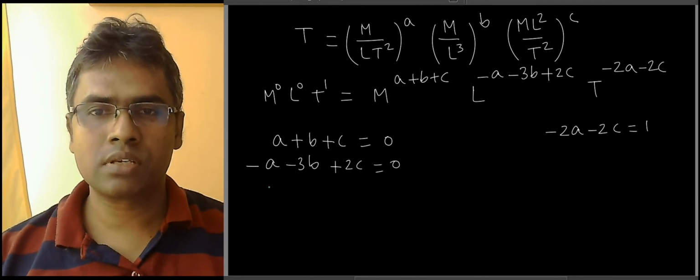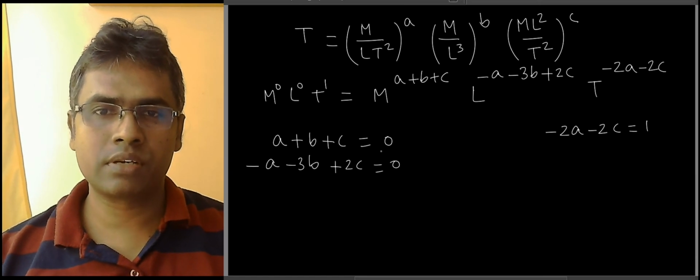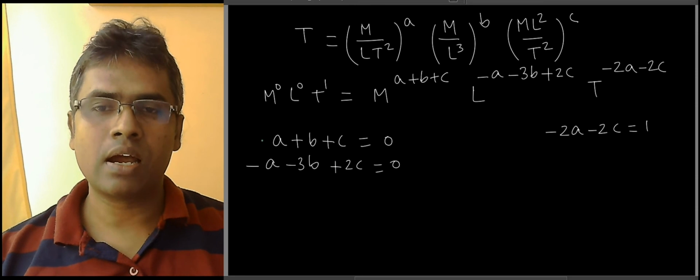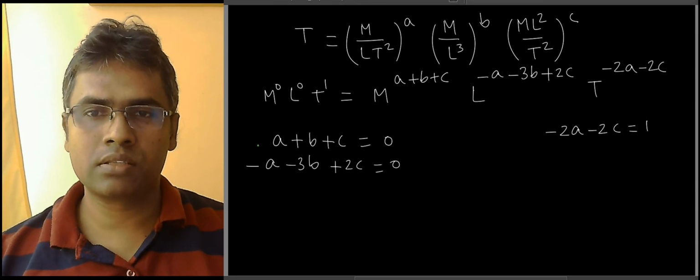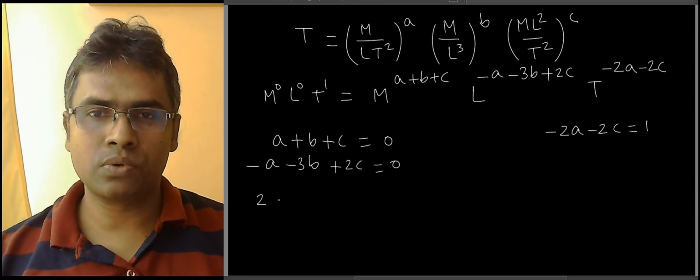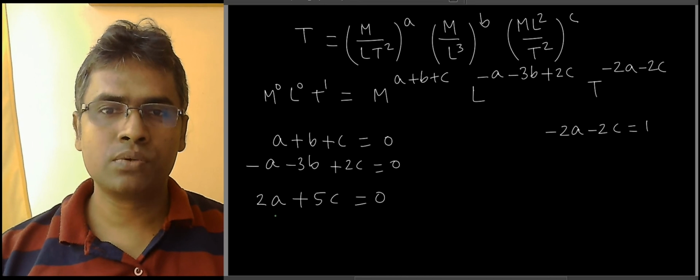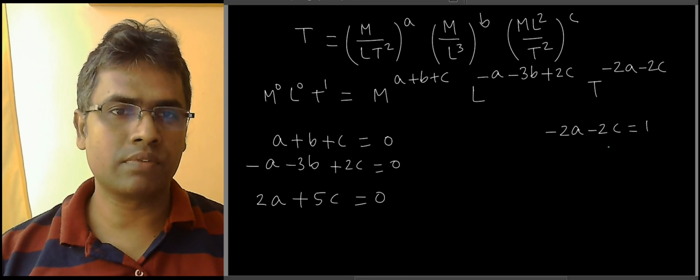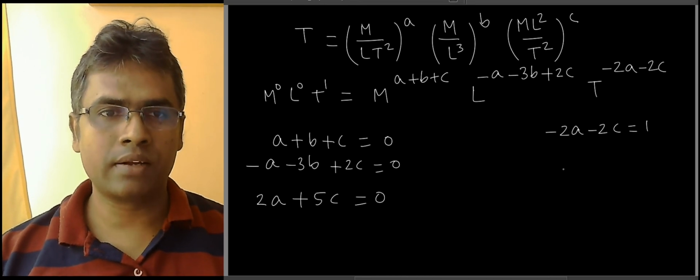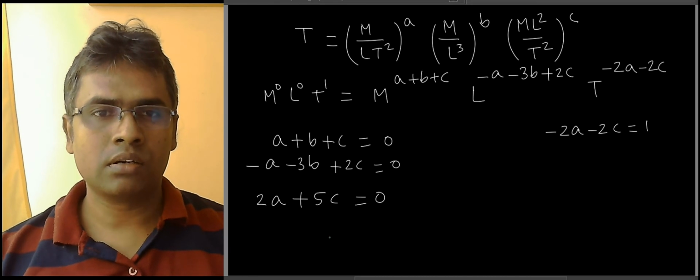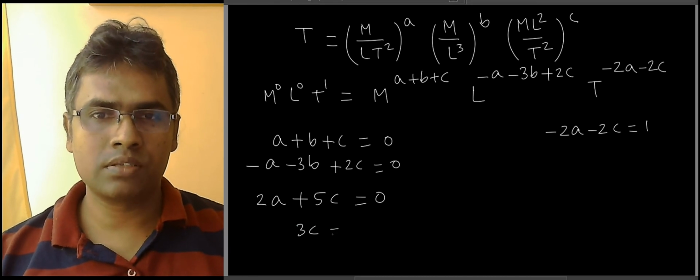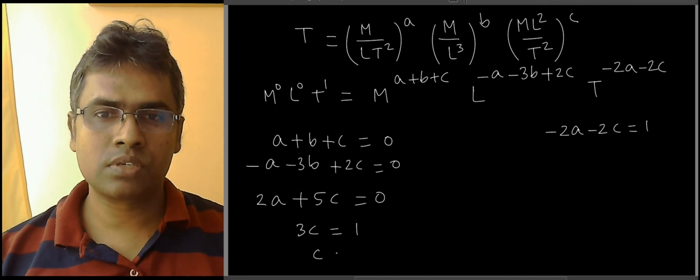Now from the first two equations, if I need to eliminate B, I just have to multiply the first equation with 3 and then add it to the second equation. So we get 3 minus 1, so that's 2A, then B disappears, then I have 5C, that is 0. Now if I use this equation with the third equation that we have here, if I simply add them, you see that we have 3C is 1, so C is 1 over 3.